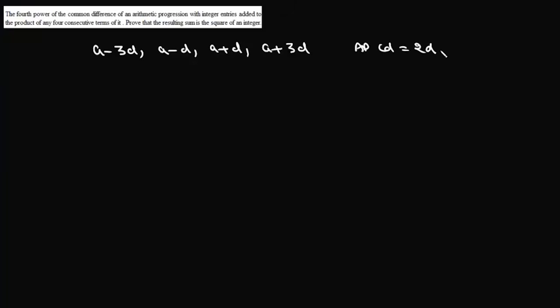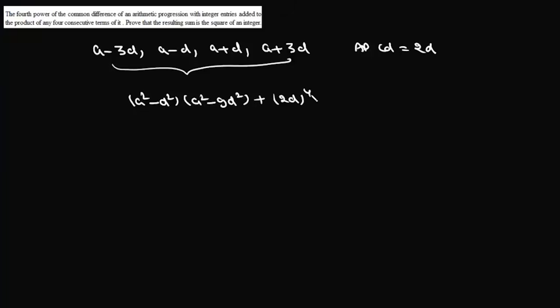Now it says the product of any 4 consecutive terms. So if we multiply them, using (a+b)(a-b), we can write (a² - d²)(a² - 9d²), and then we are going to add the fourth power of the common difference. So the fourth power of the common difference will be (2d)^4.